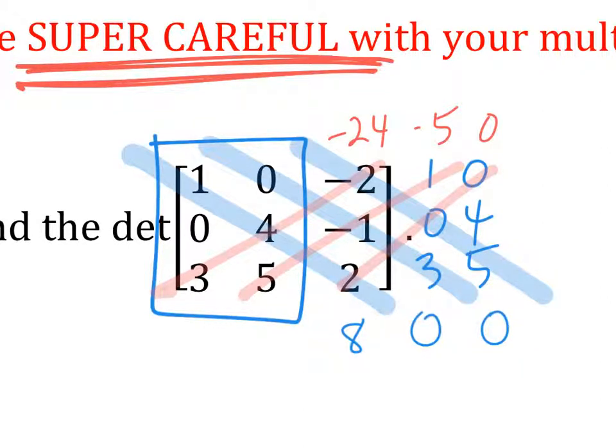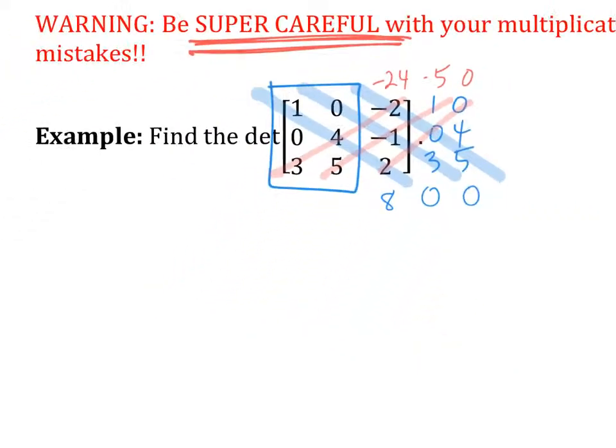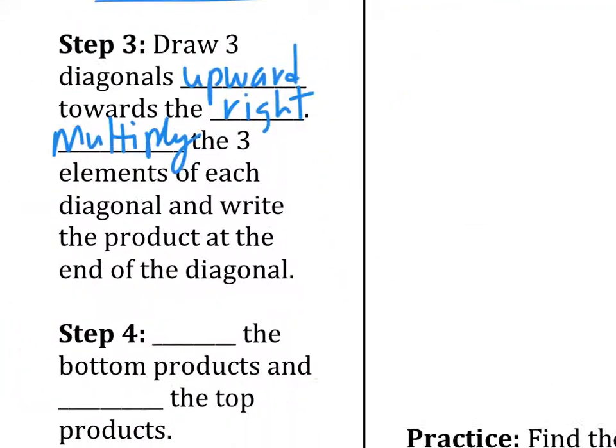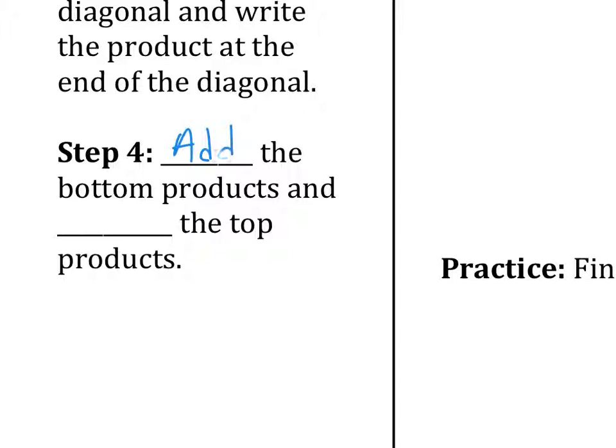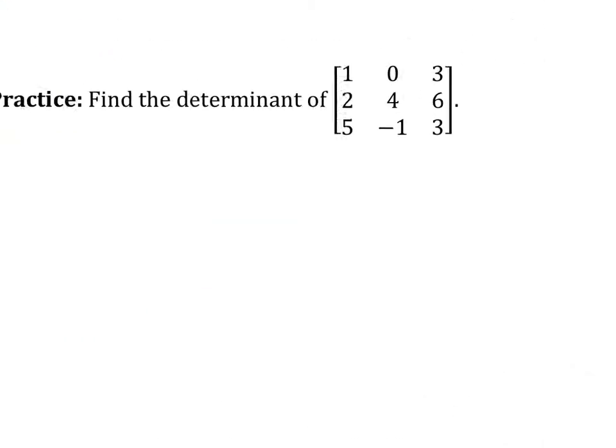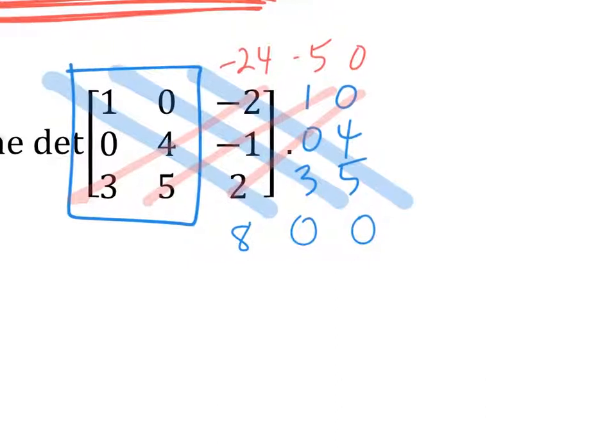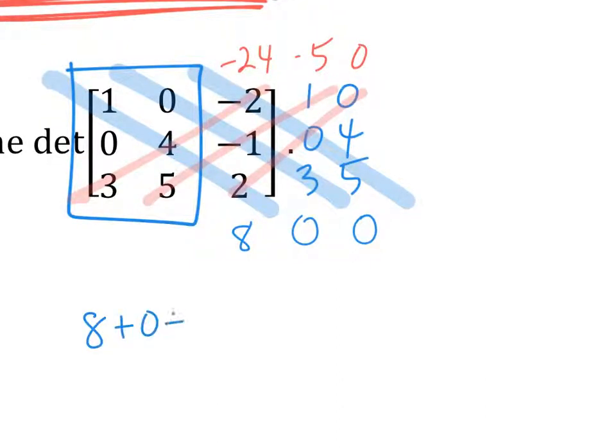The last thing you're going to do is the one that's actually going to help you find the determinant. You're going to add the bottom product and subtract the top product. So I'm not sure how you want to do it so that you keep your signs clear. Okay, add the bottom, subtract the top. Add the bottom, subtract the top. So you're going to go back here. So a plus 0 minus all the stuff on the top.